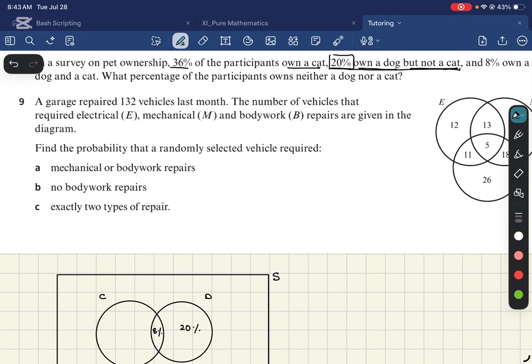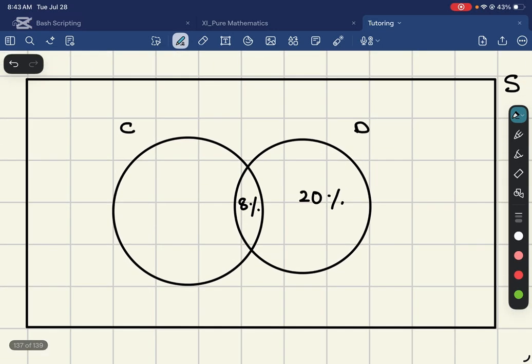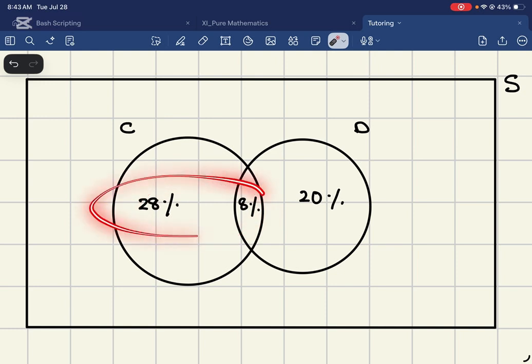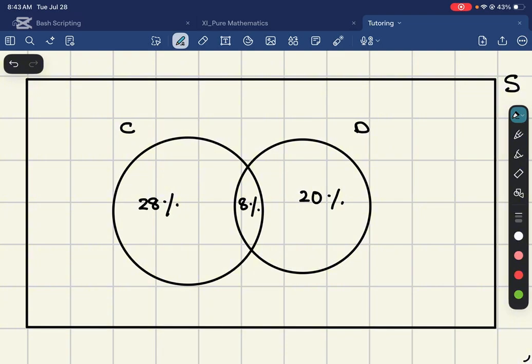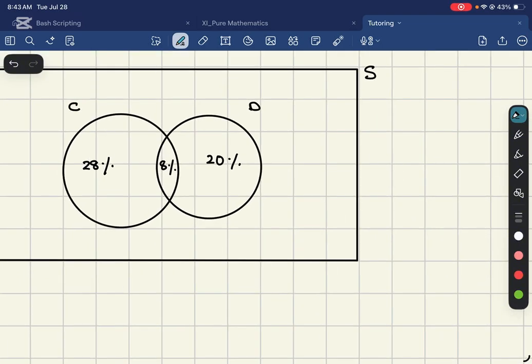And it says 36% of the participants own a cat. So what percentage of people only own cats? We have 36% own cats and 8% own dogs as well, so that means 28% of participants own only cats. When you add them together, you see that 36% of the participants own cats. Now we want the percentages to add up to 100, so we have 56% who own neither a cat nor a dog.